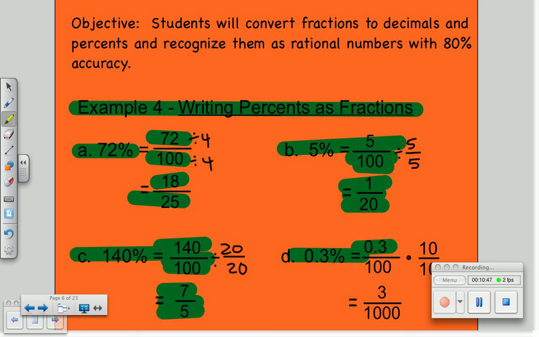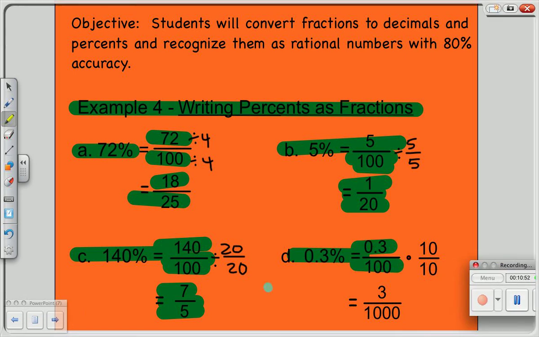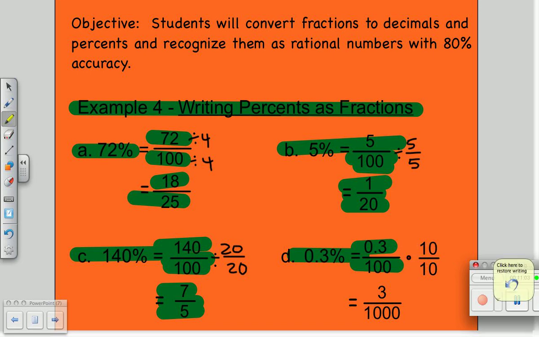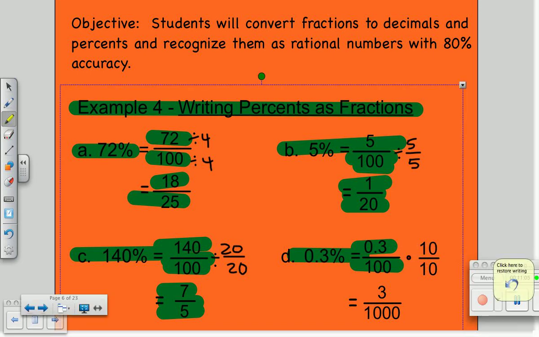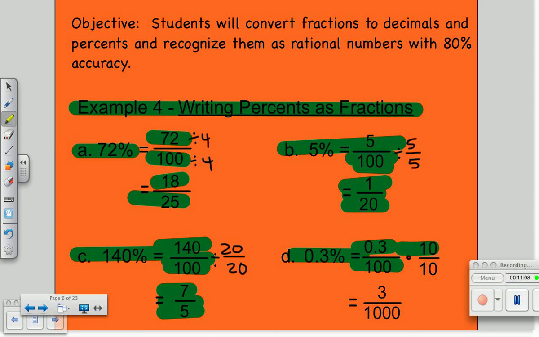0.3% is 0.3 over 100. Multiply by 10 over 10 to move the decimal out. So we want to move the decimal. Basically what you're doing here is moving the decimal one place value. I move the decimal one place value this way, then I have to move this decimal one place value this way. So that's how we get 3 over 1,000. Okay?